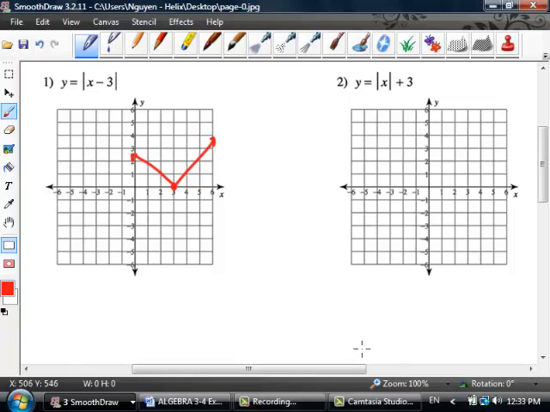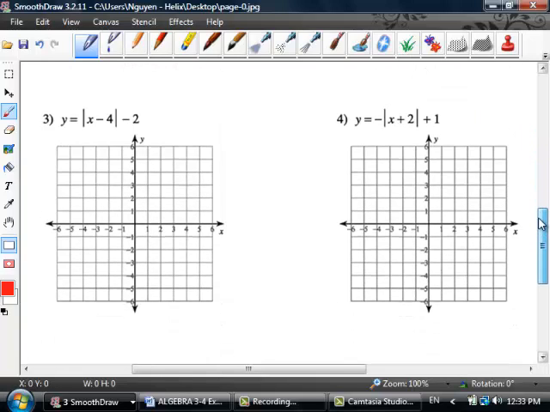Who can describe the change in number 2? How is number 2 graphed? Amol. It's like a regular graph, but the vertex is going to be 3 places up on the y-axis, right? And that's it. Okay, number 3.